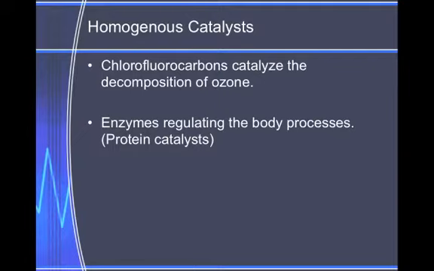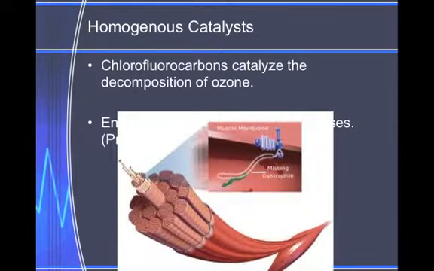Another example is enzymes regulating body processes. These protein catalysts are in the same phase as the other reactants. So an example is the protein dystrophin. This is a muscle membrane protein, and for the body to be able to make the muscles work properly, we've got to have this enzyme functioning in its right way.